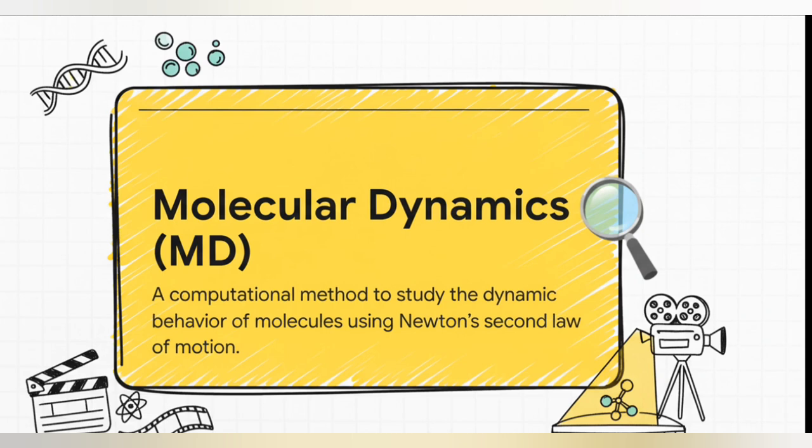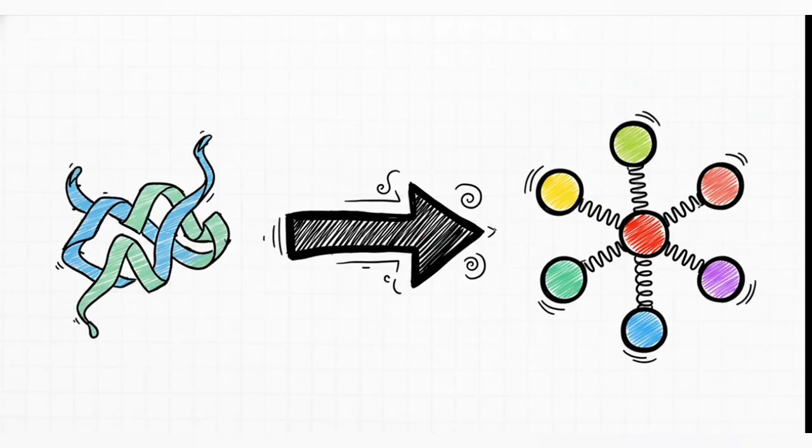Molecular dynamics, or MD for short, is basically a physics engine, but for molecules. It all comes down to Newton's classic law of motion, force equals mass times acceleration. It uses that to calculate how every single atom moves, but over these incredibly tiny time steps. And by stringing millions or even billions of these steps together, we create a full-blown movie of that molecule in action.